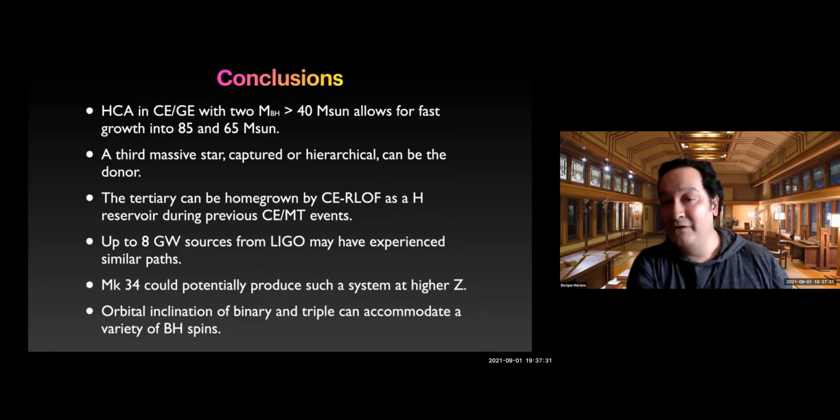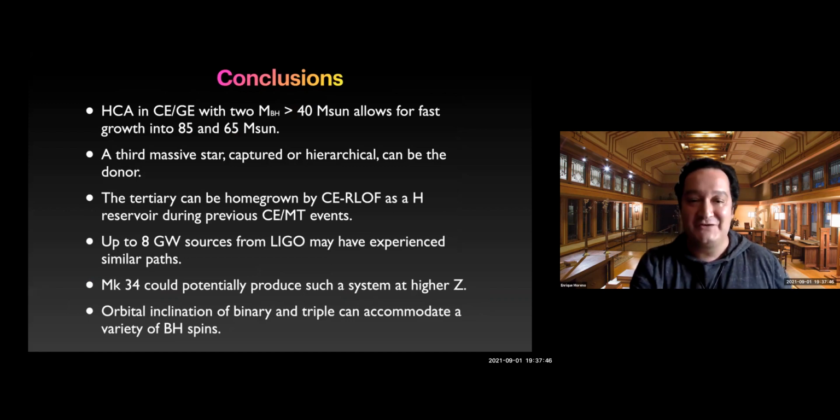So conclusions, we need hypercritical accretion to explain these systems. A third massive star could produce this mass transfer mode, this common envelope Roche lobe overflow, which I have called, and work as a reservoir of this hydrogen. There are several candidates in the gravitational sources that could benefit from this.